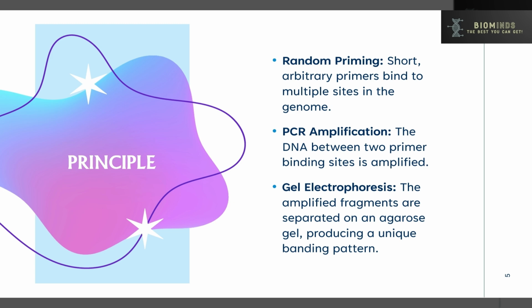First is random priming, then PCR amplification, and electrophoresis. Random priming means we are using random primers, that is, random sequence primers. Those primers can go and bind to the genome of the unknown sample. If that particular sequence is not present in that particular genome or sample, then the primer will never bind to it and you will never get the bands back.